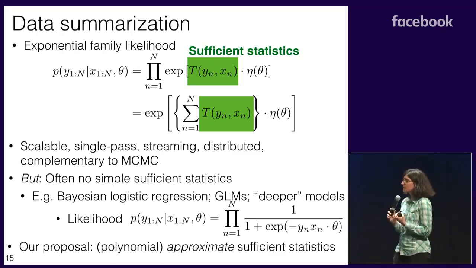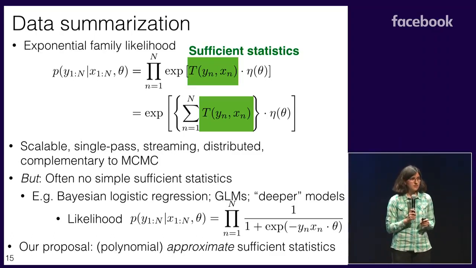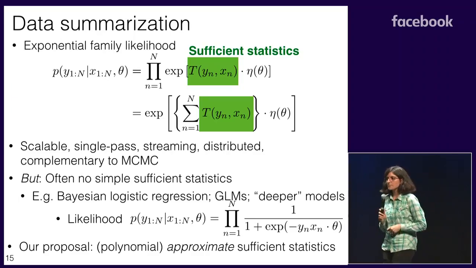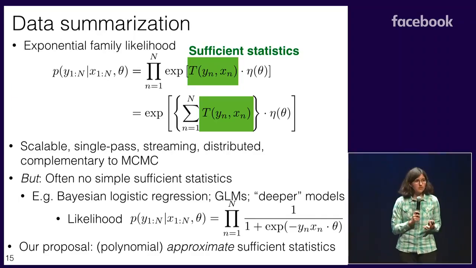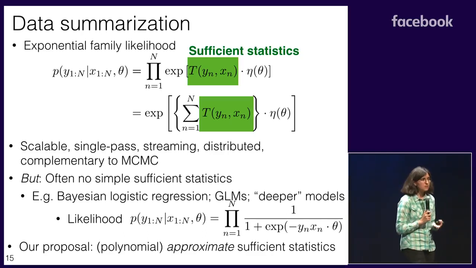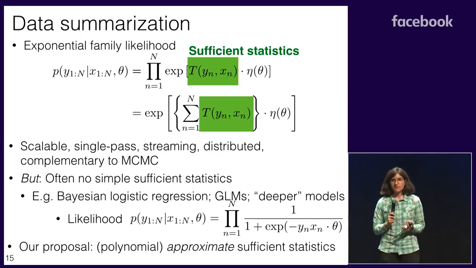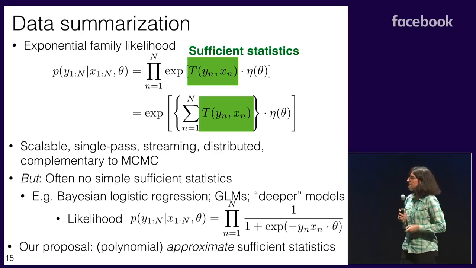And so we might ask ourselves, can we come up with some approximate notion of sufficient statistics? And in particular, we pursue a polynomial approximation because we know a lot about polynomials. We can say a lot about them theoretically. We know how they behave.